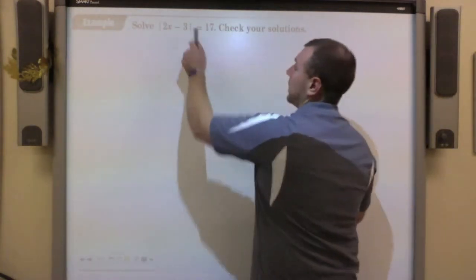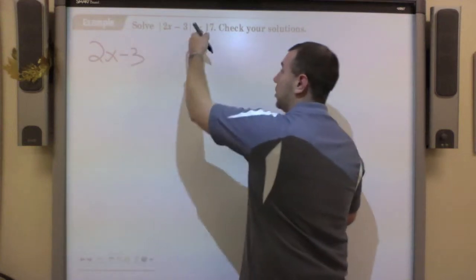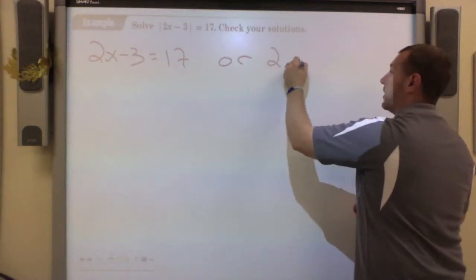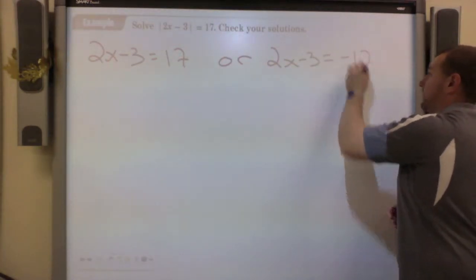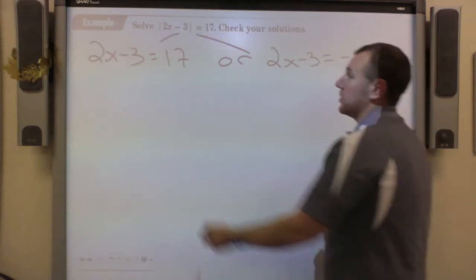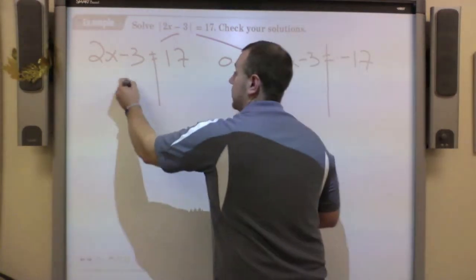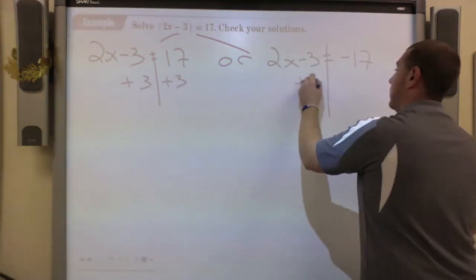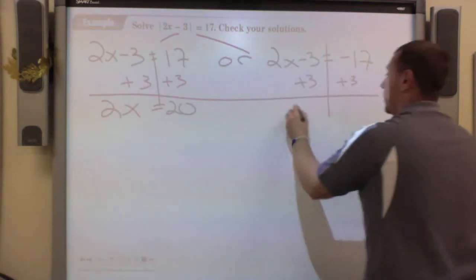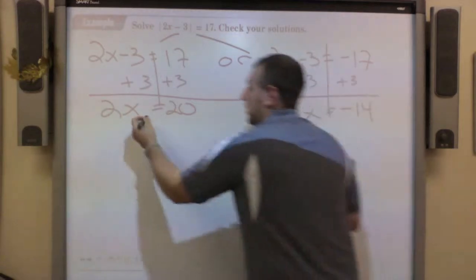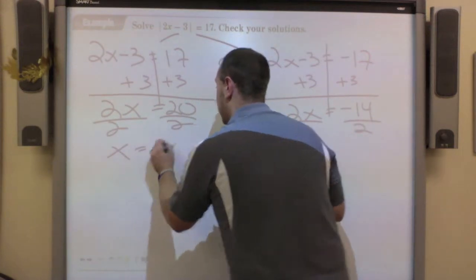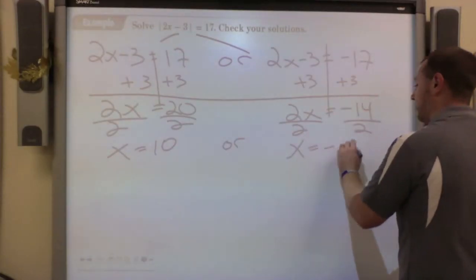solutions. So 2x minus 3 could be equal to 17, right? Or 2x minus 3 could be equal to negative 17. So the trick is this 17 breaks off into 2 different cases. And now I solve each one separately. So add 3. 2x equals 20, 2x equals negative 14, x equals 10, or x equals negative 7.